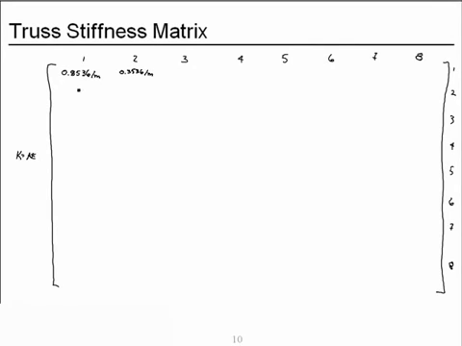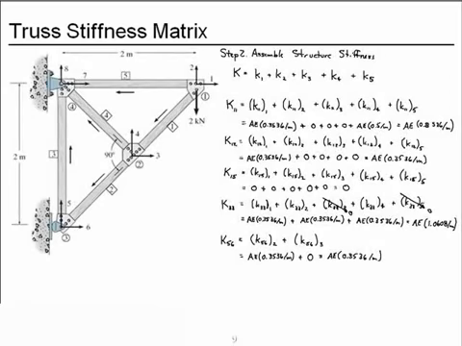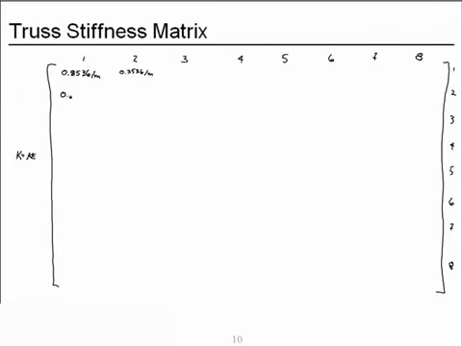Then if we look at 2, 1, only members 1 and 5 contribute, and when we add up the contributions from each of those members, we get 0.3536 per meter. Degree of freedom, or coefficient 2, 2, also is common only to members 1 and 5. And so when we add up the contributions from those 2 members, we get 0.3536 per meter.